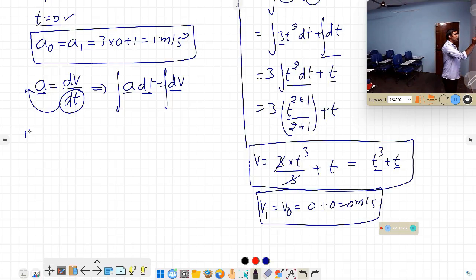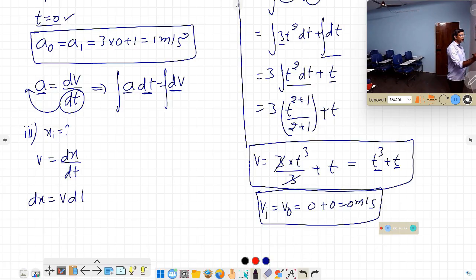Next, the third question. For the third question, displacement is given. Initial displacement they are asking to find. Here we got the velocity now. So you know that velocity is equal to dx by dt. Right, velocity equals dx by dt. So you can write this in terms of dx equal to v into dt, same as previous. Now integrate both sides. This dt, cross multiply, here you will get v dt, dx equal to this.